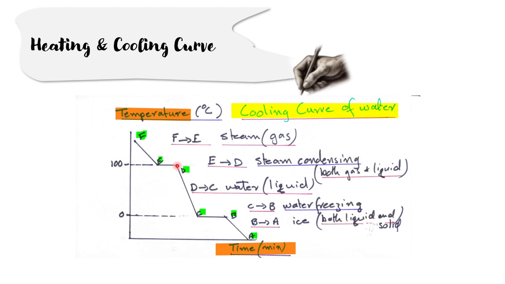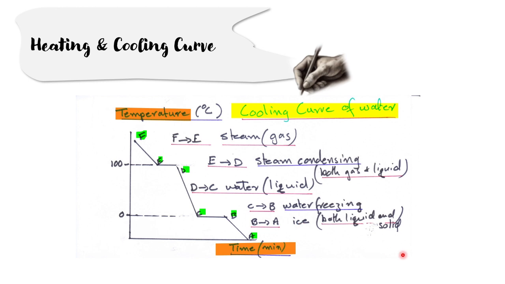It's being cooled down. Now as the temperature keeps on cooling, the particles lose energy and they come closer to each other. At 0 degrees centigrade, water starts freezing, and so C to B, you can keep on decreasing the temperature. The temperature will remain 0 degrees centigrade till all the water changes into ice, and then it can drop and it will remain as ice. From B to A, you can see it's only ice. So this was the cooling curve of water.